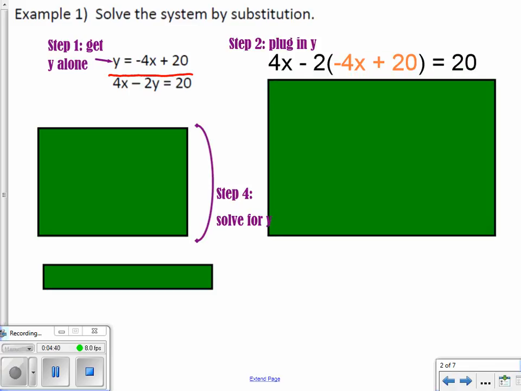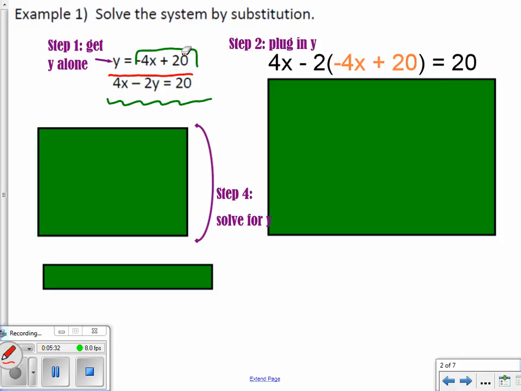Now for step two, we're literally just plugging in this piece right here, this expression, that -4x plus 20, everywhere that we see y in the other equation. So right here, we take our 4x minus 2y equals 20 and instead say 4x minus 2 times, here's what we plug in for y, that negative 4x plus 20 equals 20. So we plugged in everything from one equation into the other one. Now when we look at this, all we're working with is x's, or should I say x and constants, sorry. So in this case, we don't have y anymore. All there is x and numbers, so we can figure out what x is.